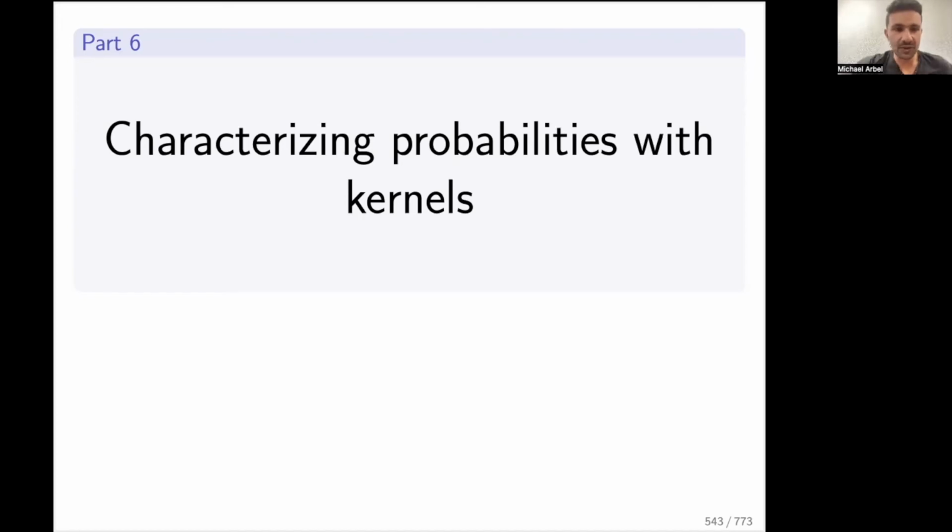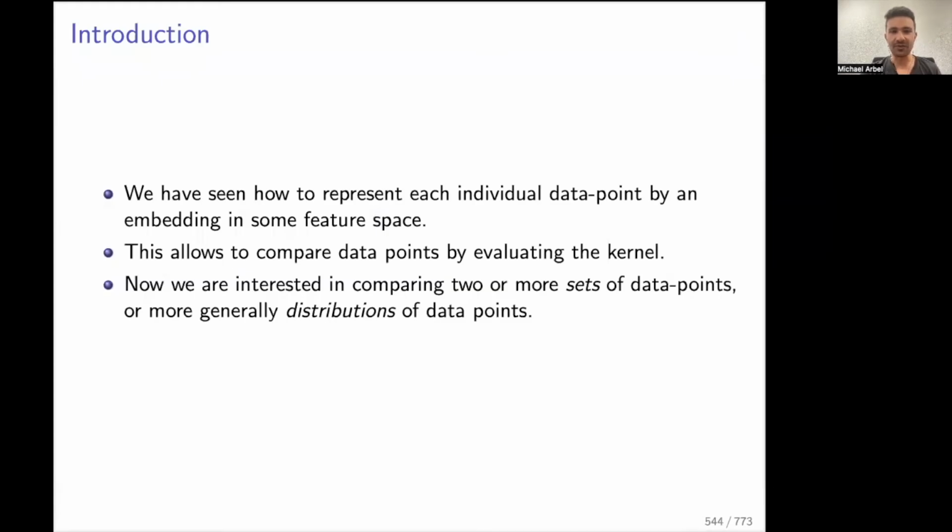In this video, we'll talk about characterizing probability distributions using kernels. So we have seen how to represent each individual data point through an embedding in some feature space, and this allows us to compare data points by evaluating the kernel between them, which acts as a measure of similarity between data points.